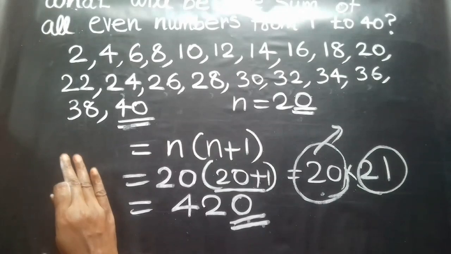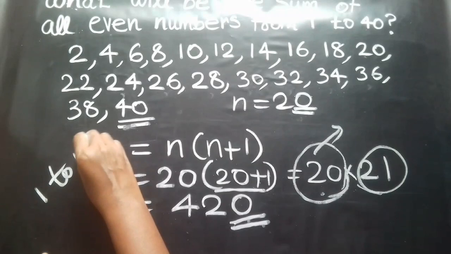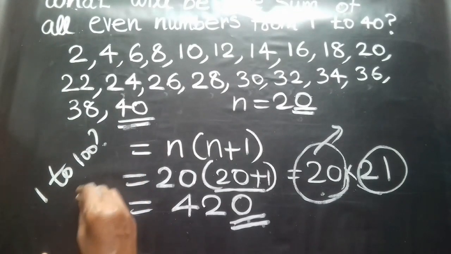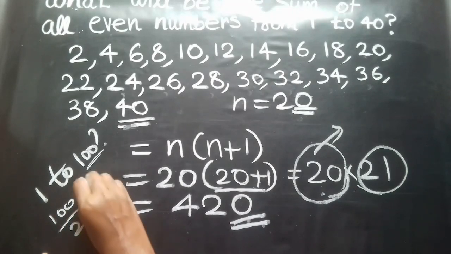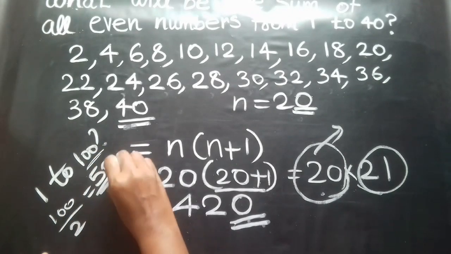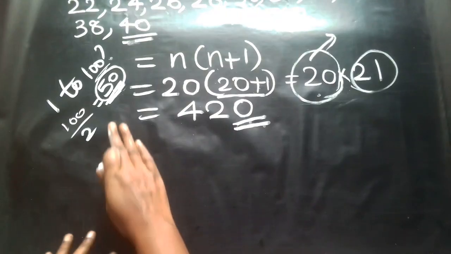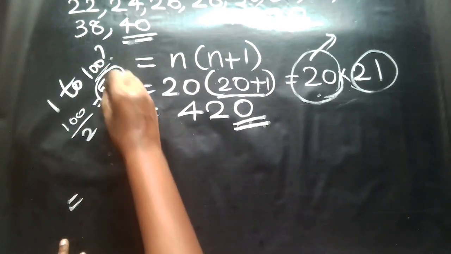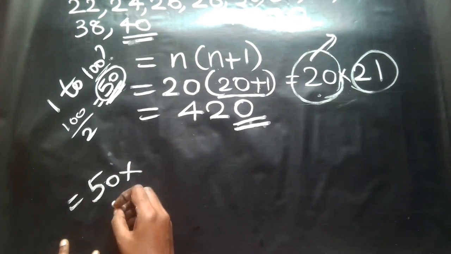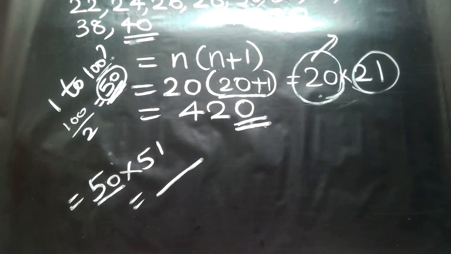When you are asked to find the sum of all even numbers from 1 to 100, you need to take the last even number, which is 100 here, and halve it. It will be 50. We will have 50 even numbers from 1 to 100. So in order to calculate the sum of all even numbers from 1 to 100, you need to take this number, which is 50. You have to multiply that with the next number, that is 51. You will get the sum of all even numbers from 1 to 100.